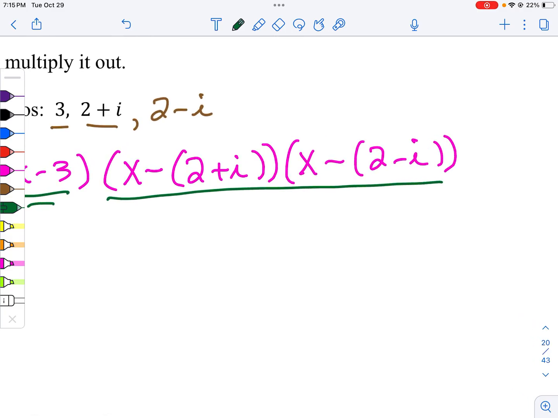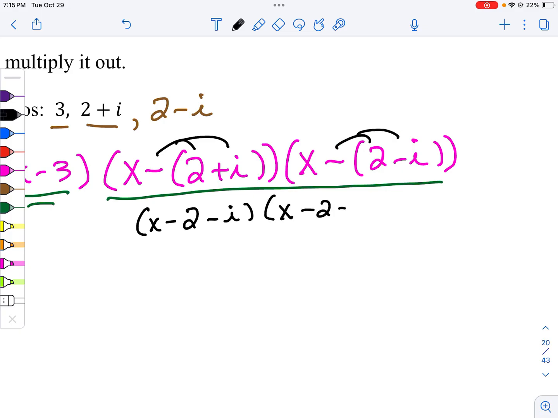So before we do that, we first have to distribute. So I want to distribute the negative sign. So this becomes x minus 2 and then minus i. And then this one becomes x minus 2 plus i. That's going to make it easier for us to distribute. So we get x times x is x squared. x times negative 2 is negative 2x. x times i is positive ix.